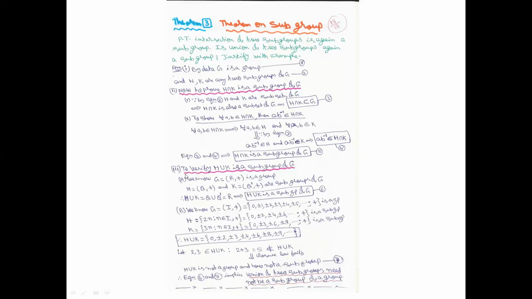Now, the next step: we want to verify whether H union K is a subgroup of G or not by taking particular examples. Now, step capital A. We know the set of real numbers under addition is a group. We have done many problems in groups, and in subgroups also we have done many problems.